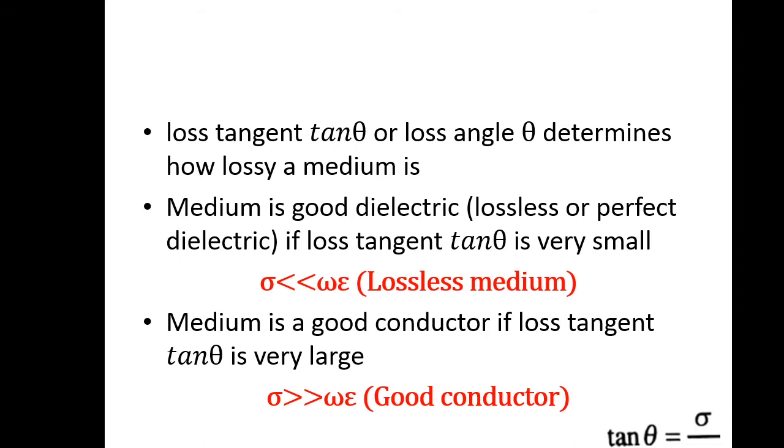But if it's a good conductor, sigma will be very high. That means sigma will be much greater than omega epsilon. And you know that Loss tangent tan theta is equal to sigma by omega epsilon. So sigma much higher means tan theta will be very high. So if Loss tangent is very high, the medium is a good conductor. And if Loss tangent is very small, the medium will be a good dielectric.